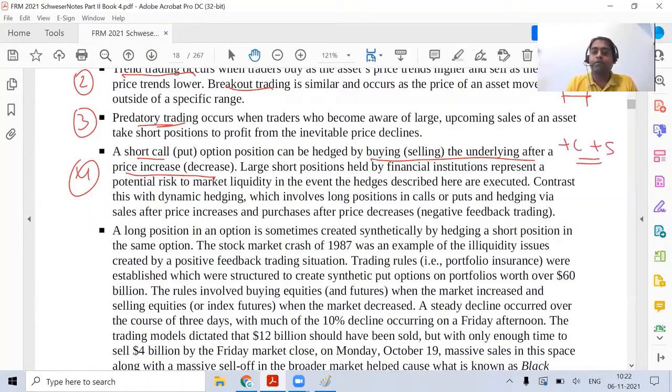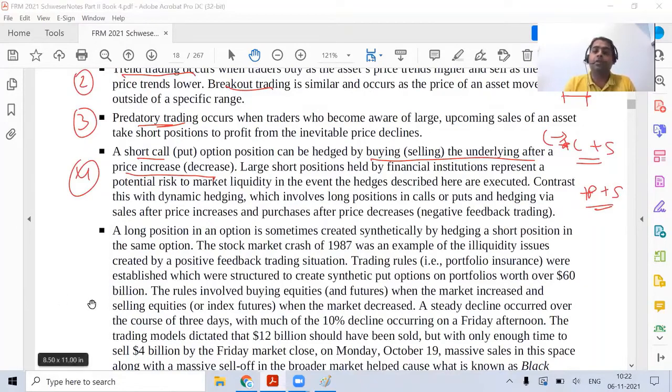You've seen this in level 1. What do we call it, guys? Sorry, this is short call, my bad. Short call plus stock. Is it covered call? What was protective put? Long put plus long stock.